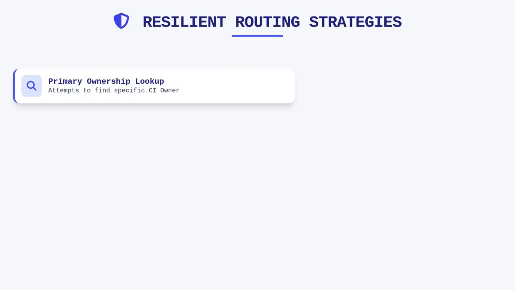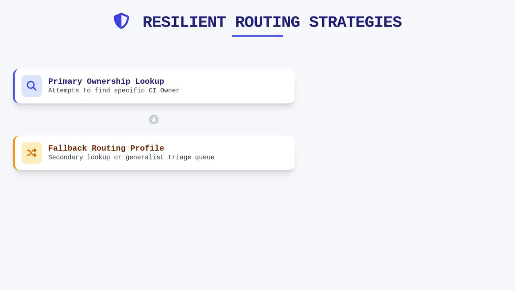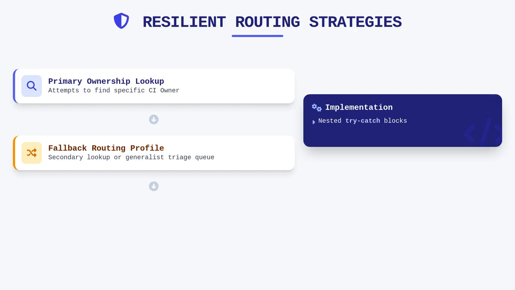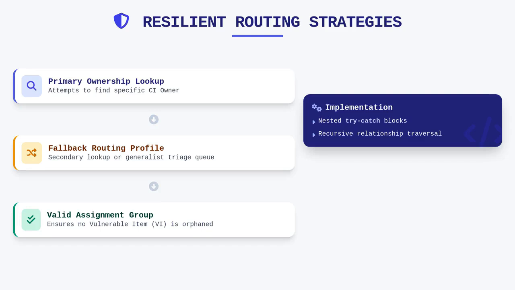To handle these gaps in logic, we implement fallback routing profiles that serve as a safety net when primary ownership lookups yield no results. A fallback mechanism might involve assigning a residual set of VIs to a generalist security triage queue, or perhaps performing a secondary lookup against a broad technical service owner instead of a specific CI owner. Within the script field, you can nest try-catch blocks to ensure that if a lookup for a specific CI owner fails, the script continues to traverse the relationship structure until it finds a valid assignment group. Effectively utilizing this strategy allows the system to remain resilient to missing or orphaned data in the CMDB.